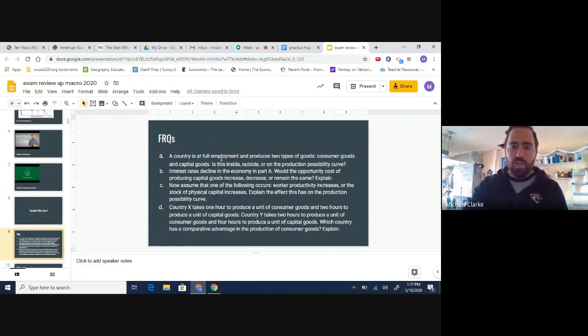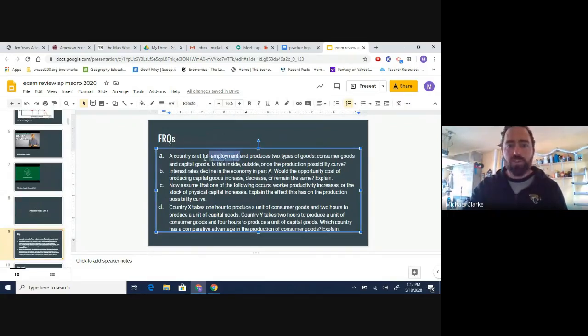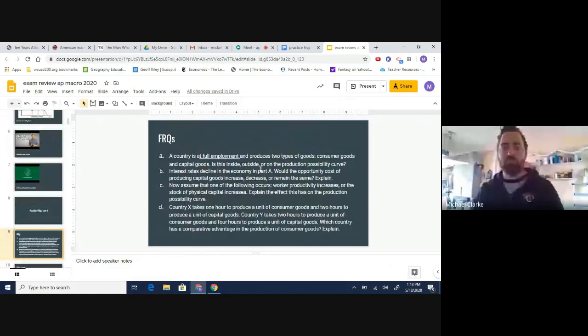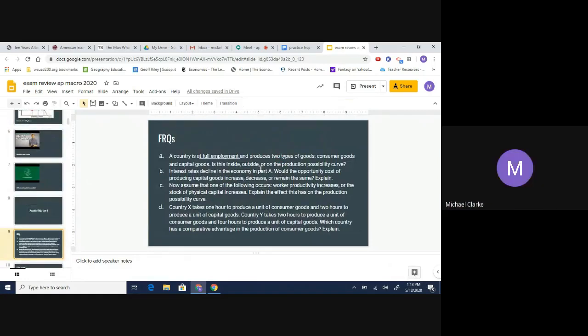So right here, the key, you've got to be able to dissect a question like this and pull out important words that will lead you to the answer. So the key here, and I underlined it, is full employment. Because your economy is at full employment, that means you're right on that PPF. That means you're right in long-run equilibrium. So if you look back at this, in that scenario the economy is somewhere along this frontier, point A, B, or C. So because of that, you are on the production possibility curve. That would be your answer for part A.